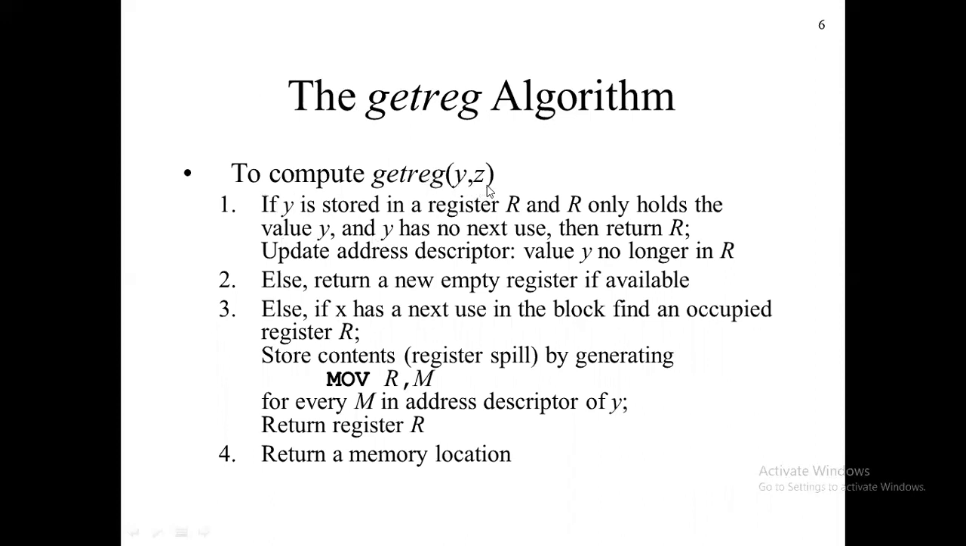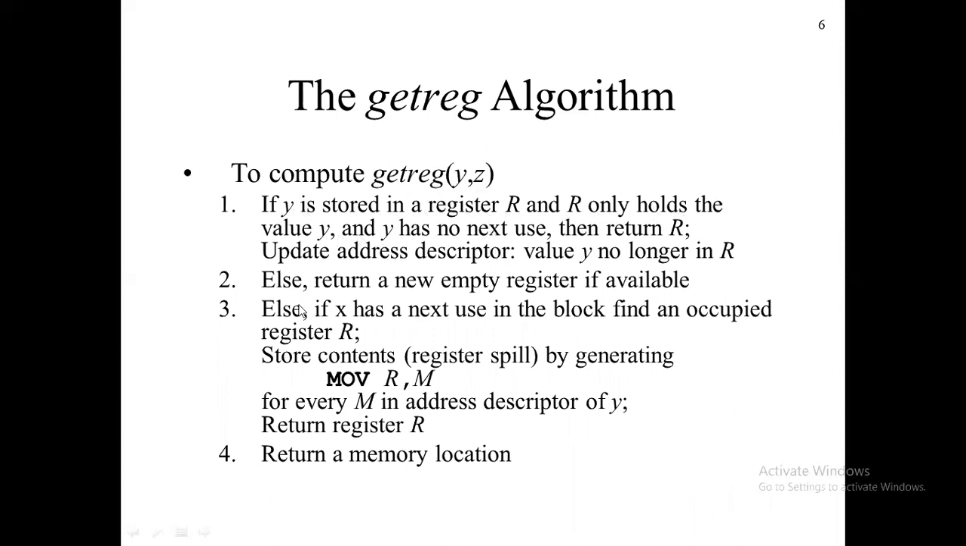getRegister of Y, Z. Here Y is stored in a register R, and that R only holds the value of Y. That is, Y has no next use. It is a dead variable. Then you have to update the address descriptor: the value of Y is no longer in R. This value will not be used in further computation.